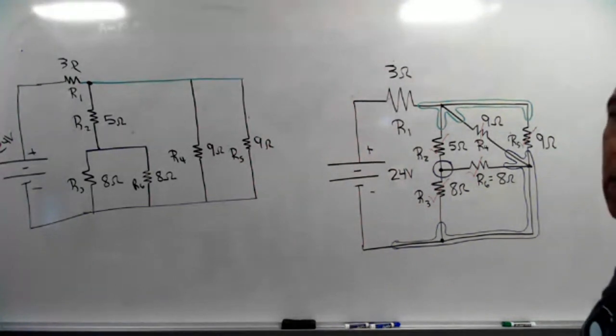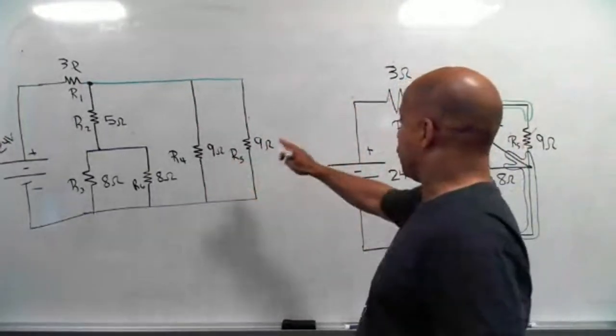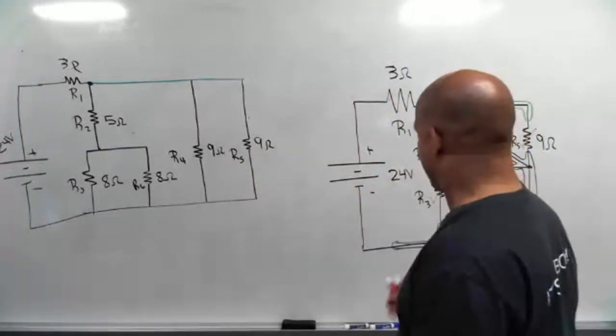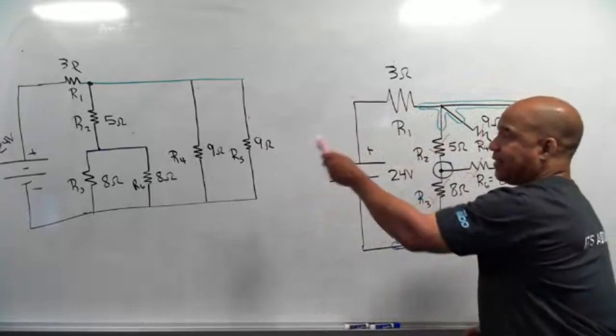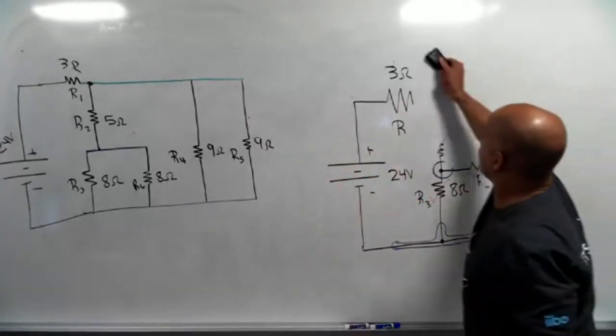Okay, well, here's what I'm going to do. These two circuits are exactly the same. I just redrew it so it's easier for me to look at. So I don't need this anymore. I'm going to get rid of this and work off that. That now becomes my original circuit. So I can get rid of this.